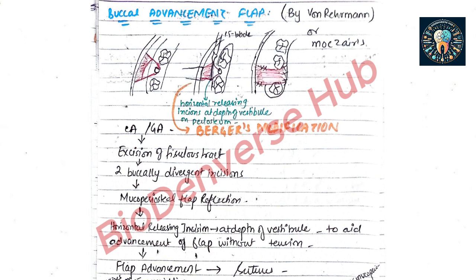And this was a modification that was added by the Burgers. After that, we will advance the flap and place it over the defect, and after that we will suture it. So this was all about the buccal advancement flap.